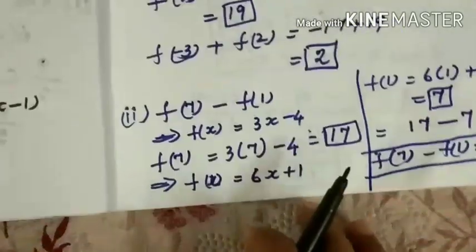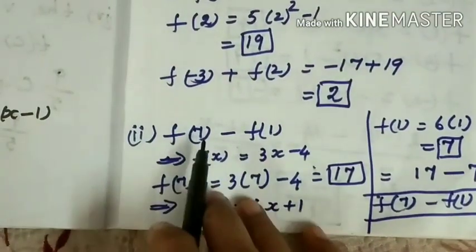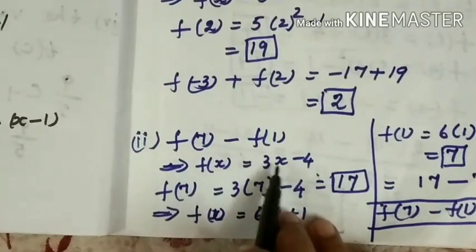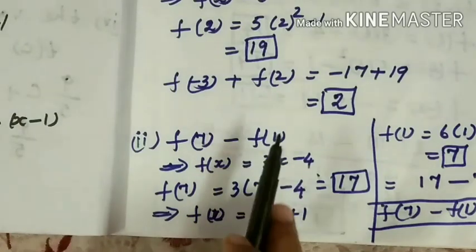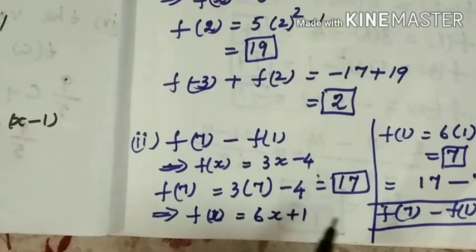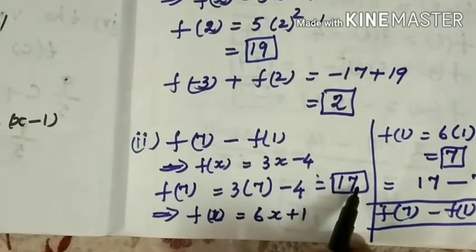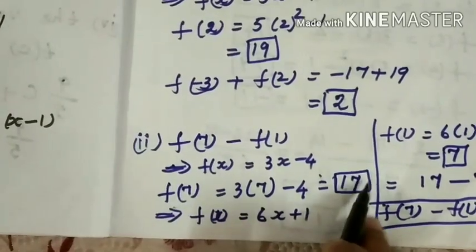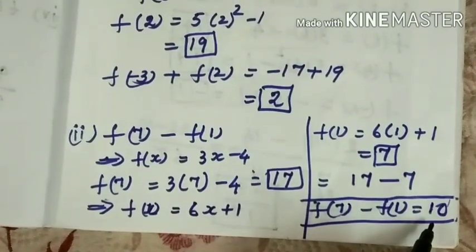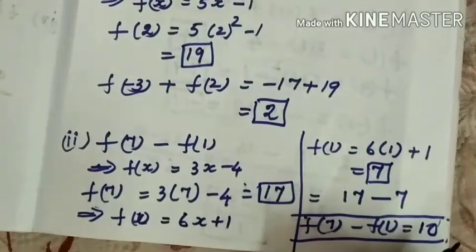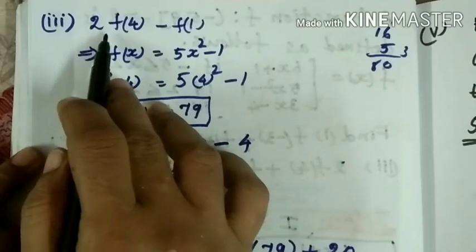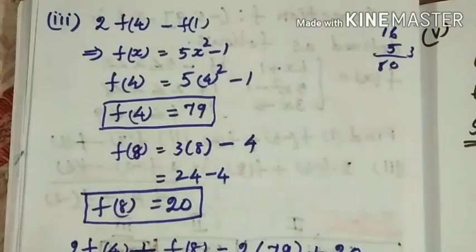Then come to the second subdivision, f of 7 lies in the third interval. The function defined as 3x minus 4. Then 1 lies in the first interval, the function defined as 6x plus 1. Now you simplify this, means we get the answer for f of 7 is 17, f of 1 is 7. Then both you subtract, means we get the value 10.